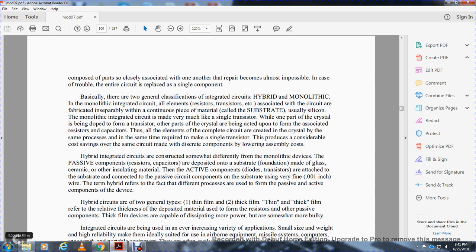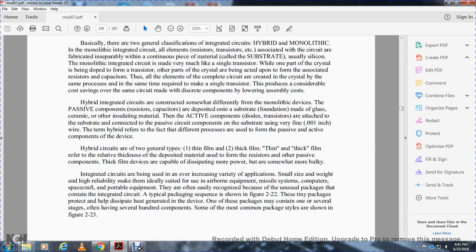Thin and thick film refer to the relative thickness of the deposited material used to form the resistors and other passive components. These thick devices are capable of dissipating more power but are somewhat more bulky. Integrated circuits are being used in an ever increasing variety of applications. Small size and weight with high reliability are ideally suited for airborne equipment, missile systems, computers, spacecraft, and portable equipment. They are often easily recognized because of the unusual package that contains the integrated circuit.